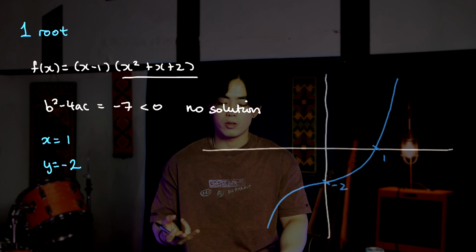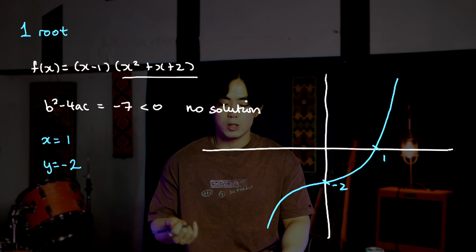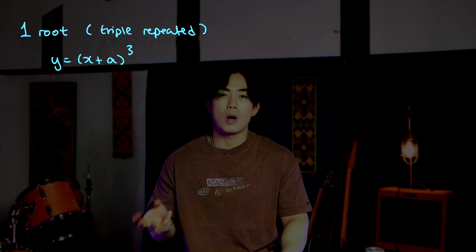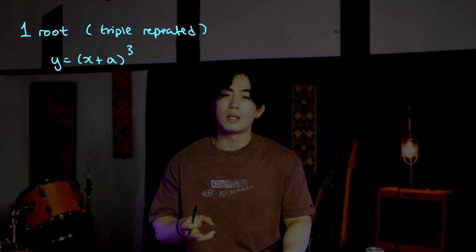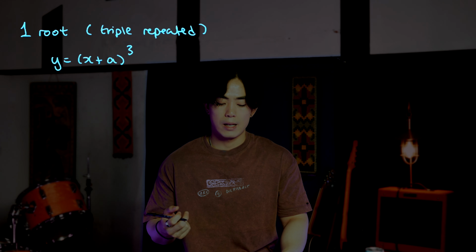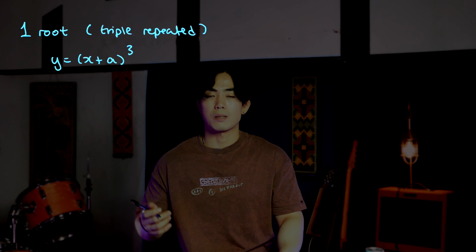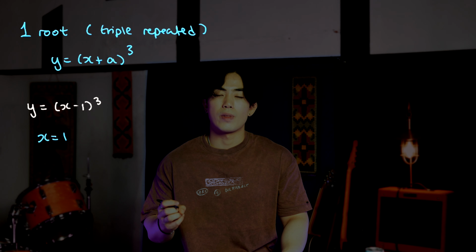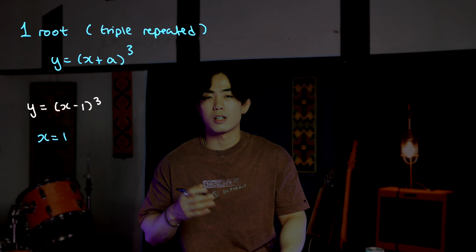So if I was to sketch the graph like this, it'll cross y is minus 2 and then the graph will look something like so. Another case of when there's one root is when there's a triple repeated root. So something like y is equal to (x plus a) cubed. In this case, due to the power of 3, this is known as a triple repeated root. And so for example, if we had y is (x minus 1) cubed, at x is 1, that's the only root. Now, when it's cubed, it's going to actually cross it again.